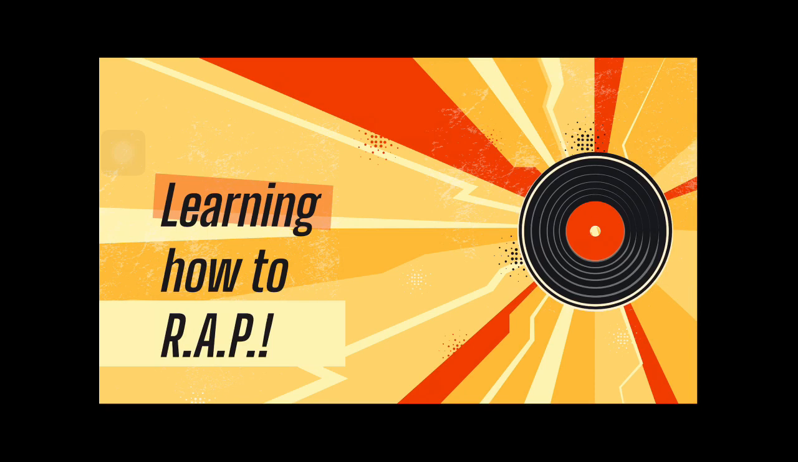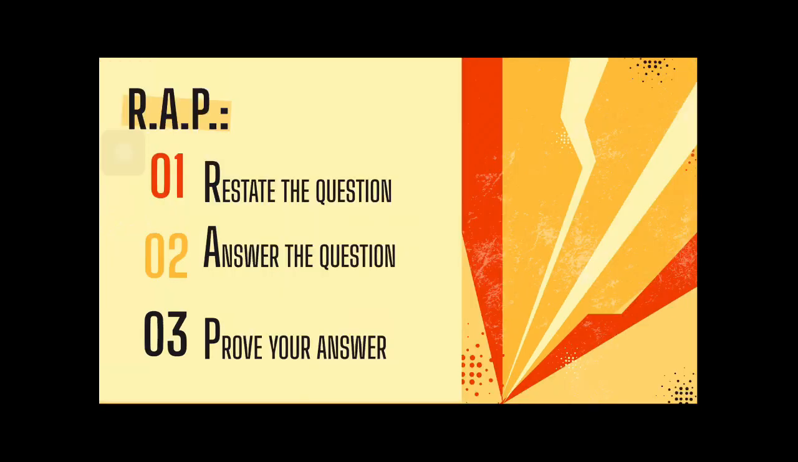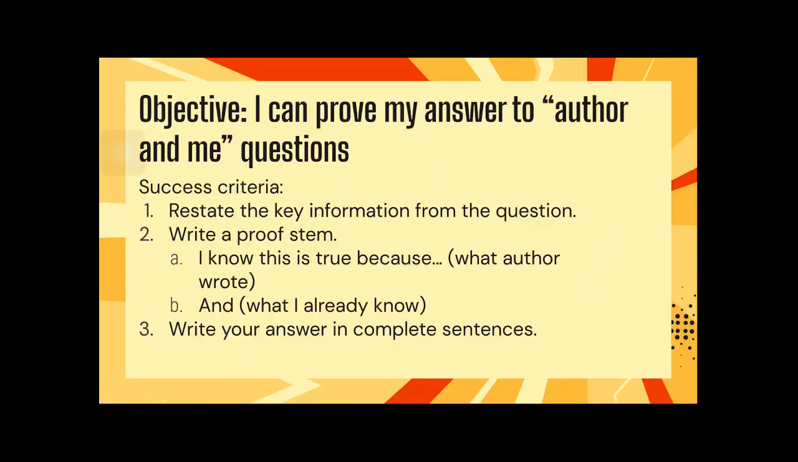boys. All right, welcome. We are still learning how to rap, so to speak. By which I mean restate the question, answer the question, and prove your answer. Your objective today: I can prove my answer to author and me questions. This is very similar to what we've been doing, with the only change being the type of questions we're going to try and address. They're called author and me questions.